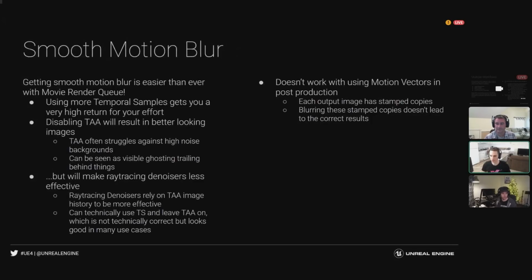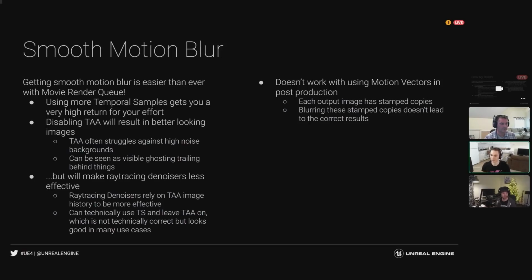If you're looking to do smooth motion blur, this is probably the very high return for the least effort. You add the anti-aliasing setting, you set the temporal sample count to 8, and you get some nice looking images. You can get even nicer images by disabling TAA. TAA works pretty good for real-time situations, but it can struggle when you have high noise backgrounds. If you had like a grate or just really noisy backgrounds, TAA can sometimes struggle, and you can see visible ghosting or trailing behind objects. So disabling TAA and using the temporal samples is going to give you really nice anti-aliasing.